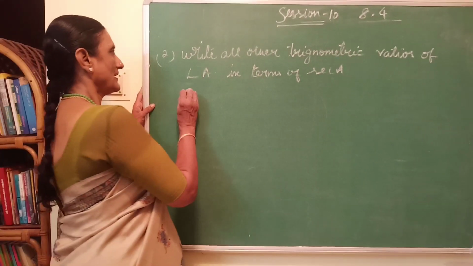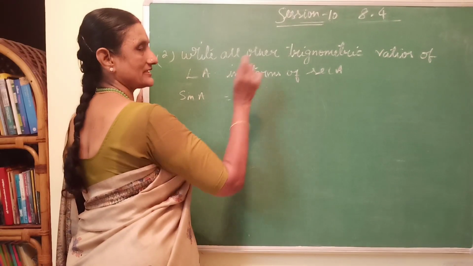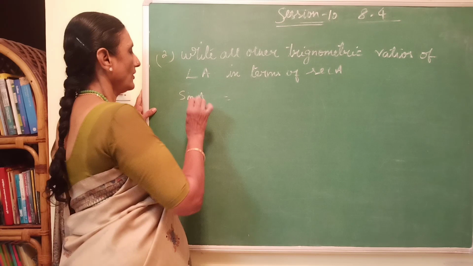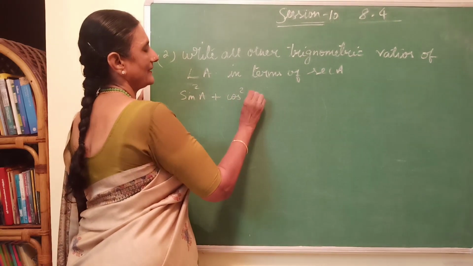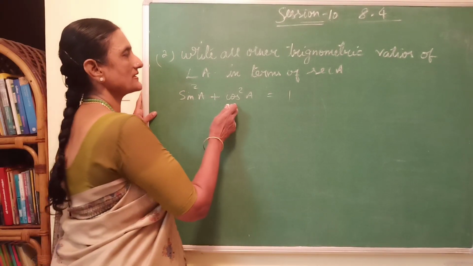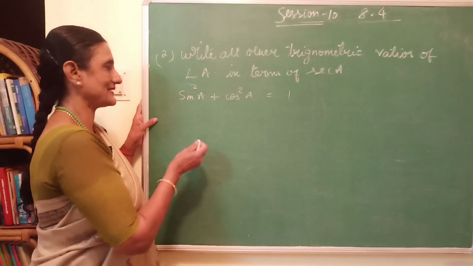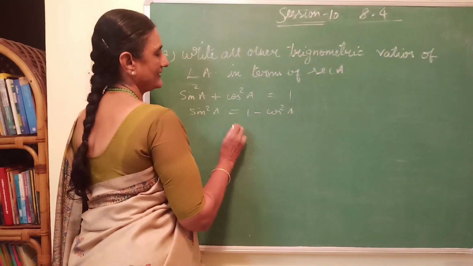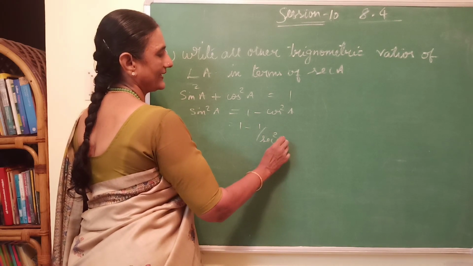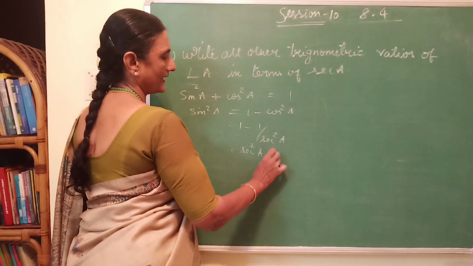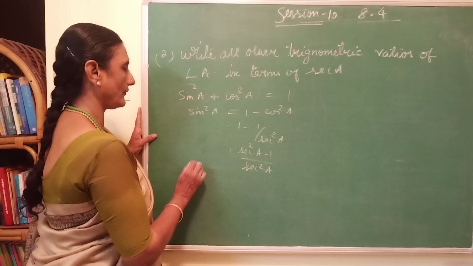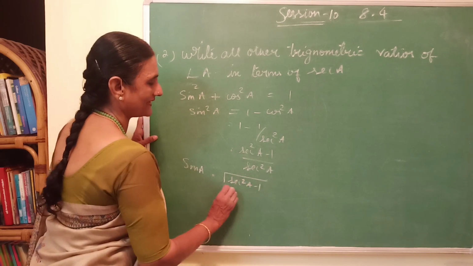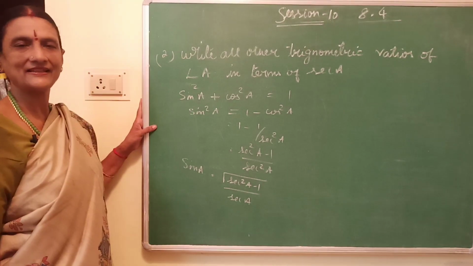First, let us try sin A. Sin A, we have to write in terms of secant. For that, we are taking the first identity, sin square A plus cos square A equal to 1. I know that cos is the reciprocal of secant. So sin square A is equal to 1 minus cos square A, which I can write as 1 minus 1 by secant square A, which on simplification becomes secant square A minus 1 divided by secant square A. Therefore, if you take the square root, this becomes square root of secant square A minus 1 divided by secant A. So this is the first ratio.